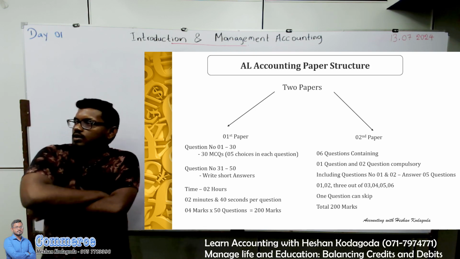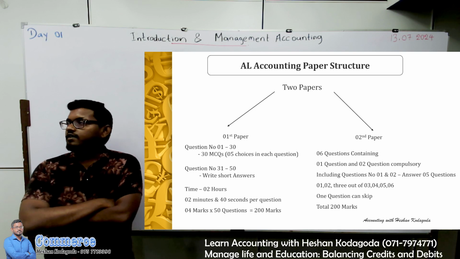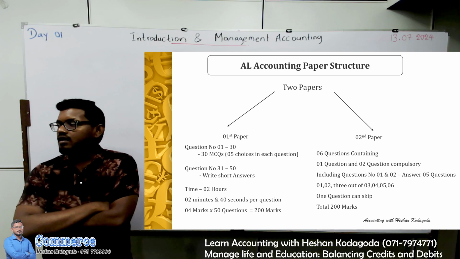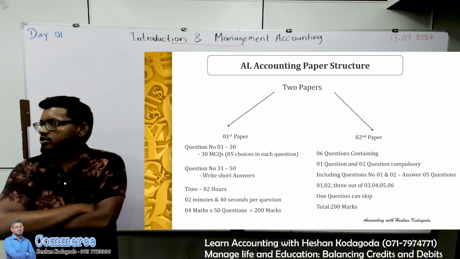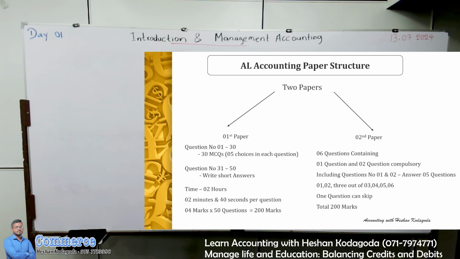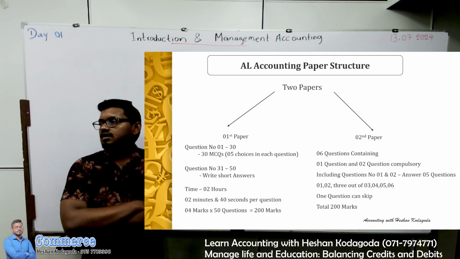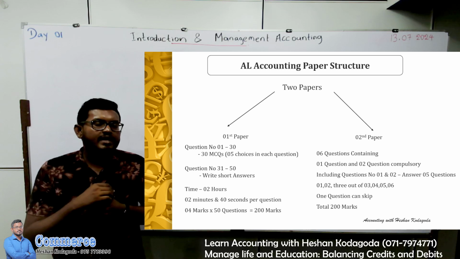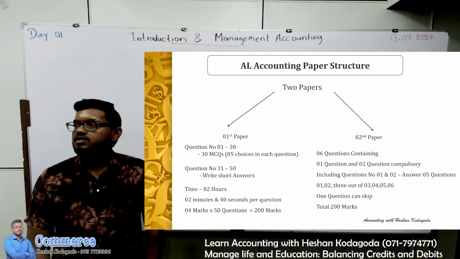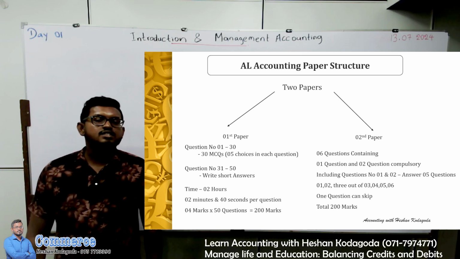Okay, so when it comes to the first paper, there are 30 MCQs, with 5 choices in each question and 4 marks for each. Then from 31 to 50, those are short answer questions which you need to write in the question paper. The time is 2 hours. When we divide the time per question, we can take about 2 minutes and 40 seconds per question, because there are 120 minutes for 50 questions. So 4 marks into 50 questions means 200 marks.